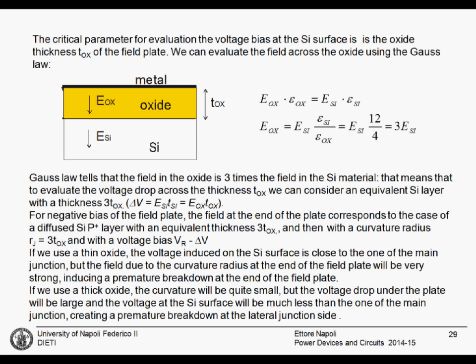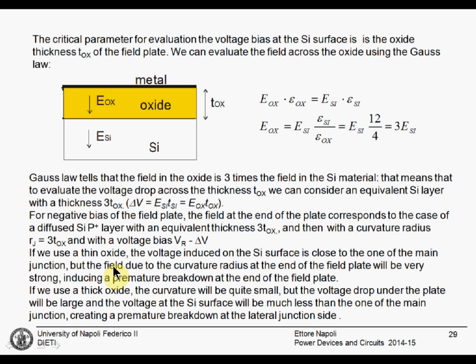If the oxide is very thin, the voltage that we will induce on the silicon surface is very close to the reverse voltage. Delta V will be small. And the field that we induce at the end of the field plate will be very strong, since 3 times the thickness of the oxide is a small value. This simply means that we will induce a premature breakdown at the end of the field plate.